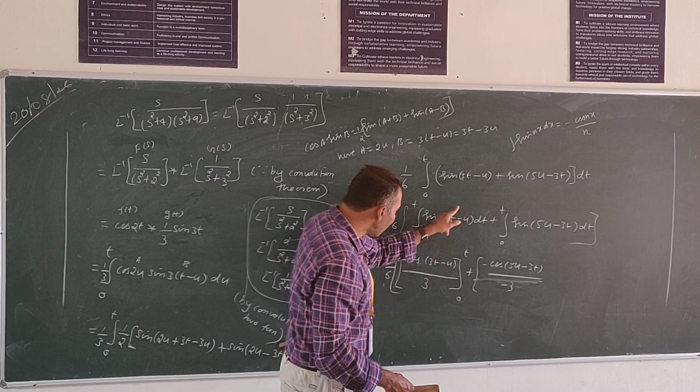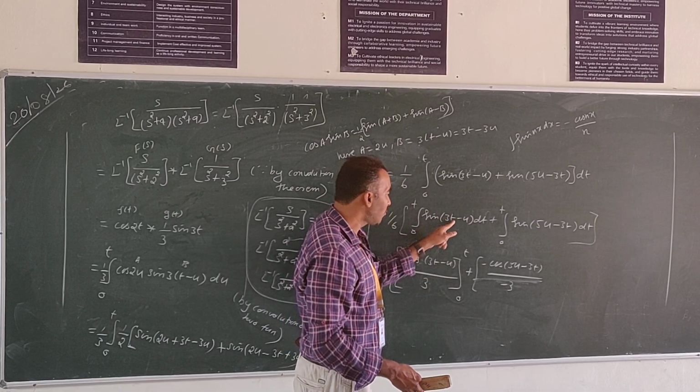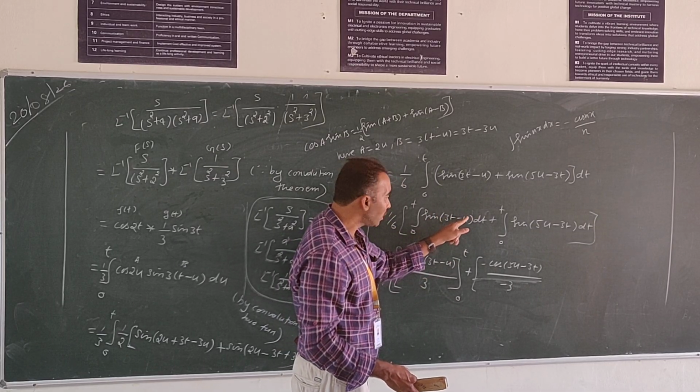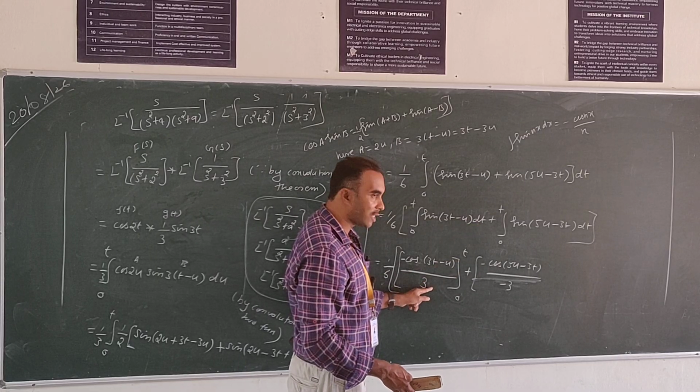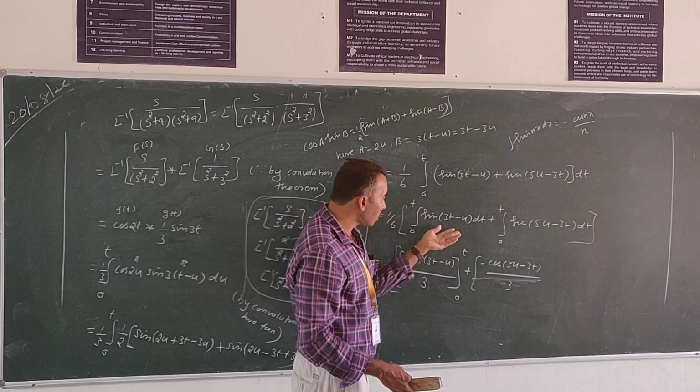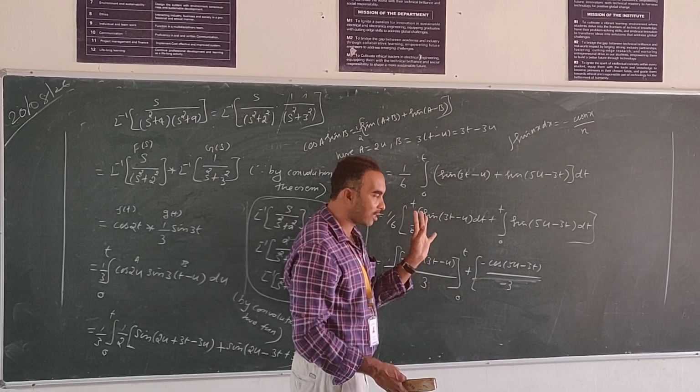Actually, it is the differentiation of this term. What is the differentiation of t? 3. What is the differentiation of u? 0, because t is the variable. Then we write 3. So keep that in mind: the coefficient of t. That's more than enough.